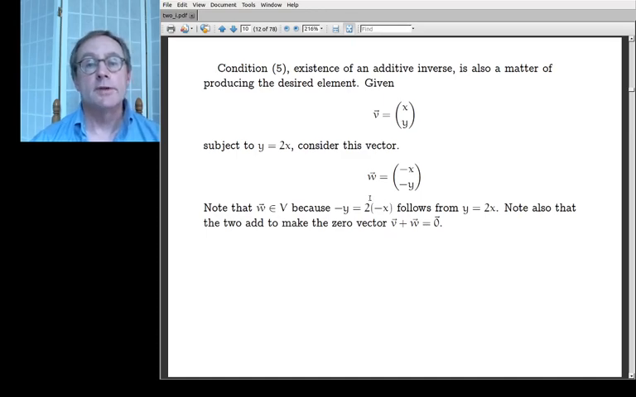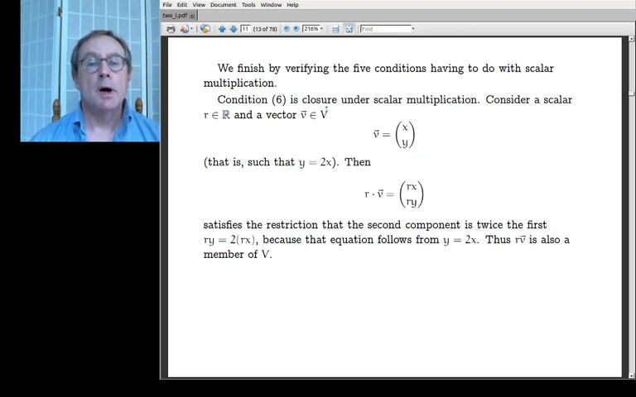And I wrote all that stuff down. But again, the question is usually figuring out what it is you're asked to do. The condition asks you to show there is an additive inverse. The easiest way to show something exists usually is to just produce it. So I was given an x, y subject to the condition, so I have the vector v in capital V, and I'm asked to produce a w that cancels v, and then verify that w is also in capital V. I verify that w is also in capital V by verifying that minus y is twice minus x. Okay.